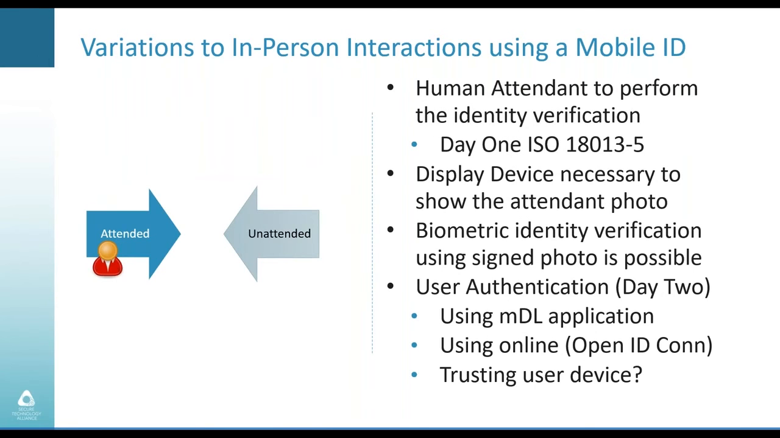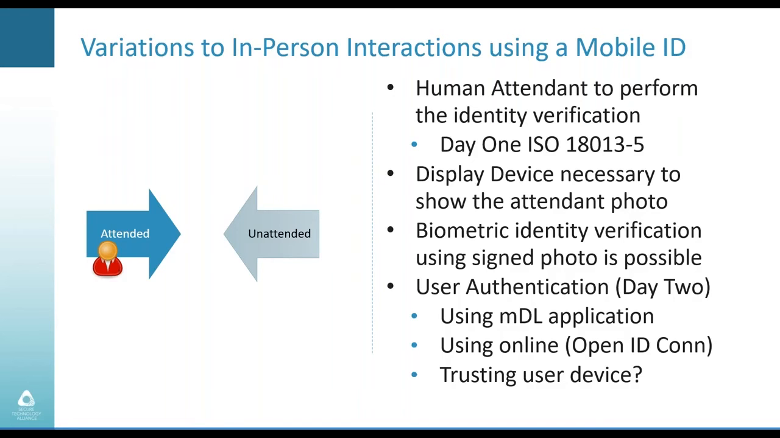Another variation here is whether there is a human attendant for this operation or it's unattended. Now, in day one ISO, the assumption is that there is a human attendant, that the portrait that is signed would be transmitted or retrieved, and that human attendant would take a look at the portrait, take a look at the MDL holder, the person who's presenting, and perform the identity verification. So you may need a display device to show that photo.